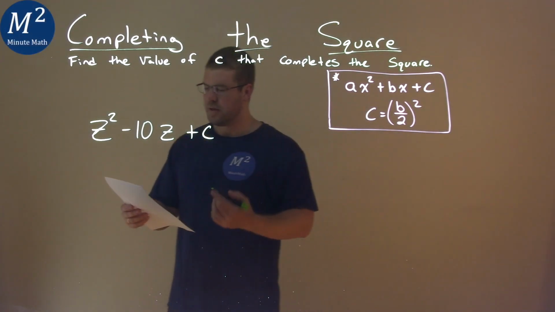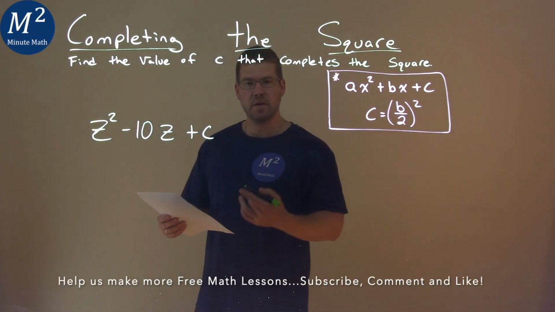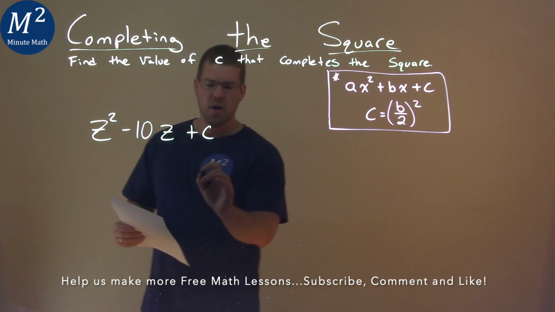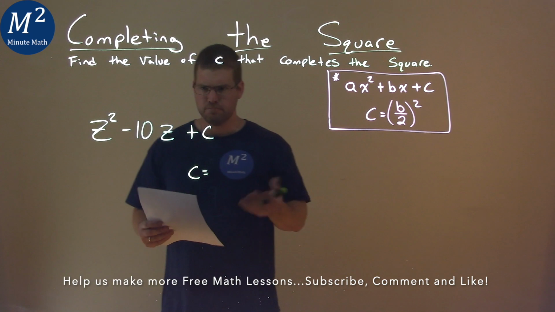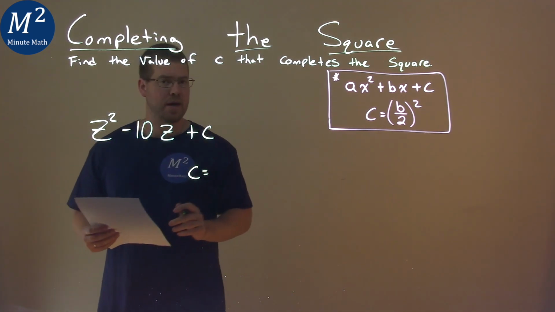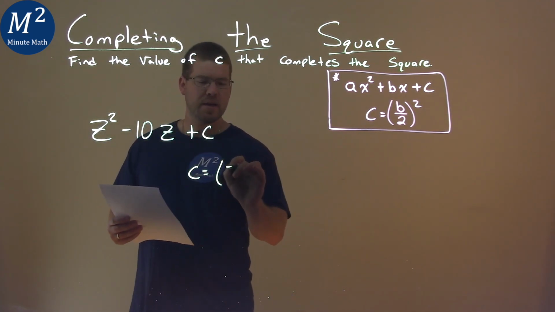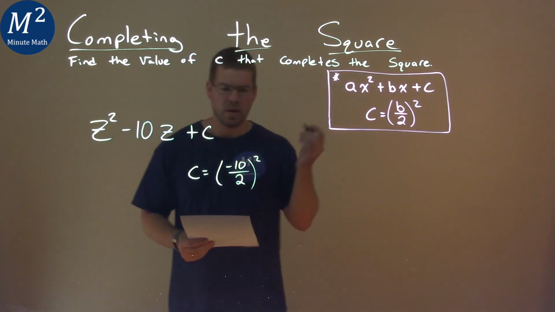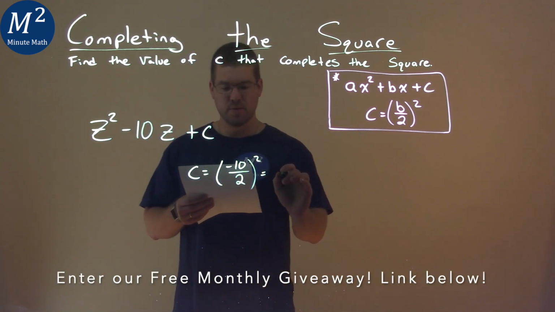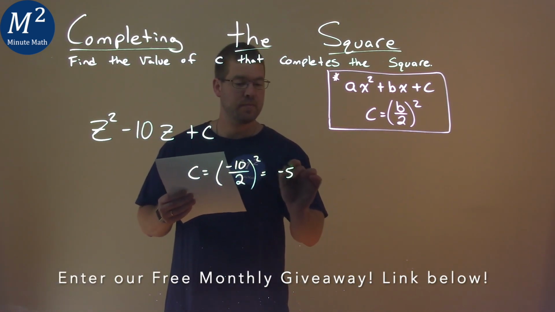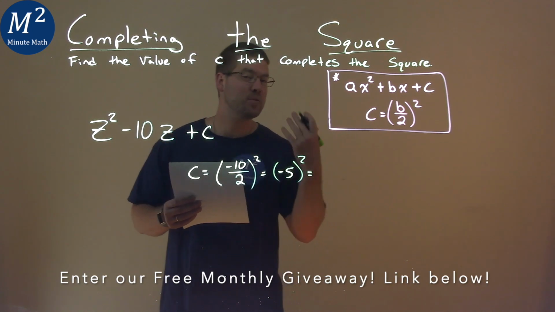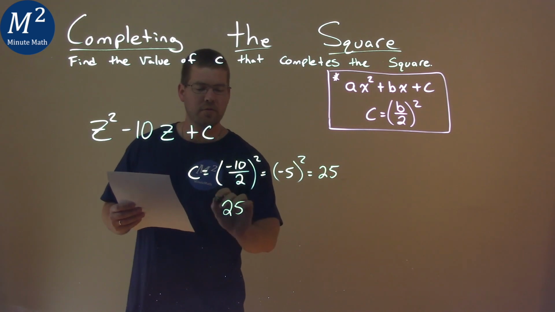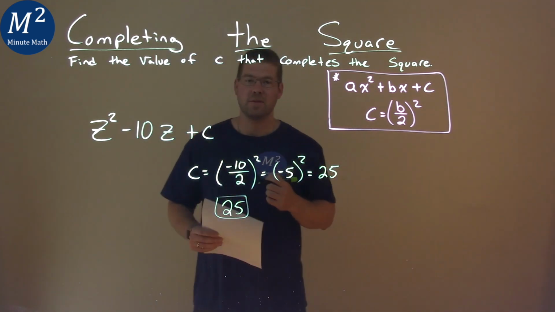We're given this problem right here, z squared minus 10z plus c, and we need to find the c value that completes the square. Well, to complete the square, we look at our b value of negative 10. We use a formula, negative 10 divided by 2, all squared. Negative 10 divided by 2 is a negative 5. And then when we square that, we get a positive 25. And so 25 is the c value that completes the square.